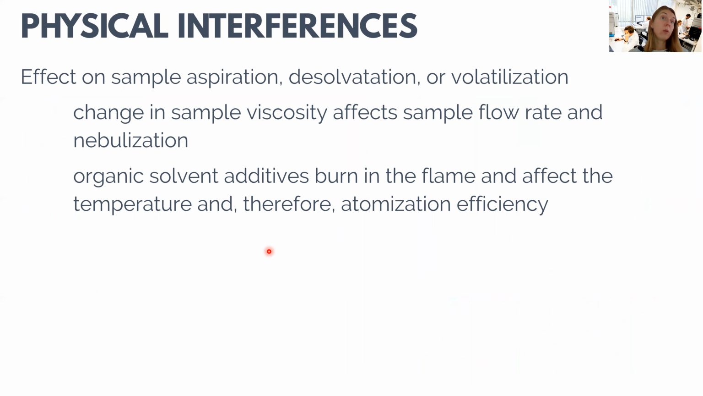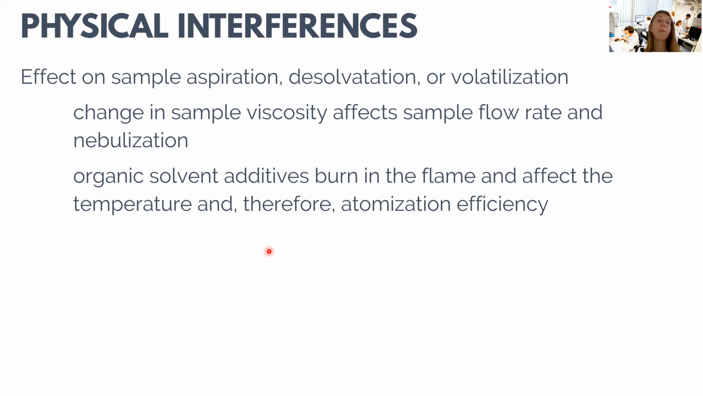In addition to these blank interferences, we also may have interferences that are proportional to the analyte concentration or that depend on the analyte concentration. The simple ones are physical interferences, and these are interferences that affect how the atomization process is occurring. So either they affect the sample flow rate to the atomizer, or they interfere with the desolvation process or volatilization.